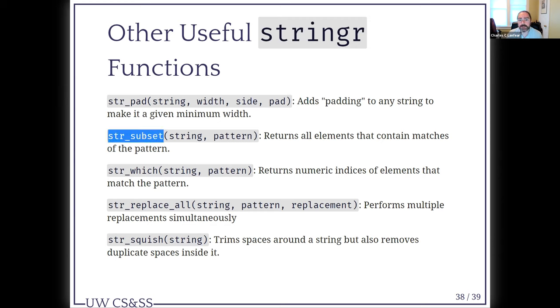Okay? str_subset is kind of like str_detect, but instead of returning trues and falses, it returns the actual entire string that contains any match. It doesn't extract only the match. It extracts the entire string, though. You give it a string, you give it a pattern. str_which is like str_detect, except instead of giving trues and falses, it gives numeric indices of the elements that match the pattern. str_replace_all is like str_replace, except it does multiple replacements simultaneously, and you can give it a named vector to do multiple different replacements and replace with different things for each thing you want to replace. And str_squish, I mentioned earlier, removes and trims the space on the outside of the string and also removes duplicate spaces on the inside of the string. All sorts of handy stuff.